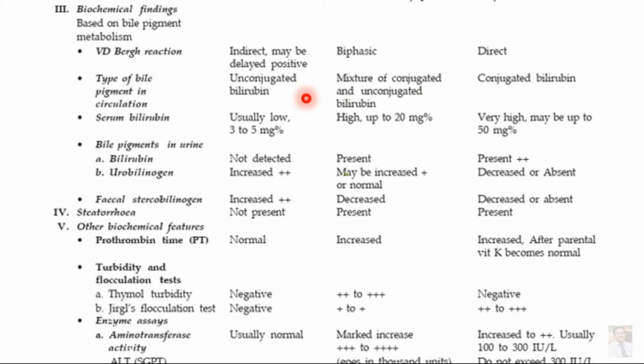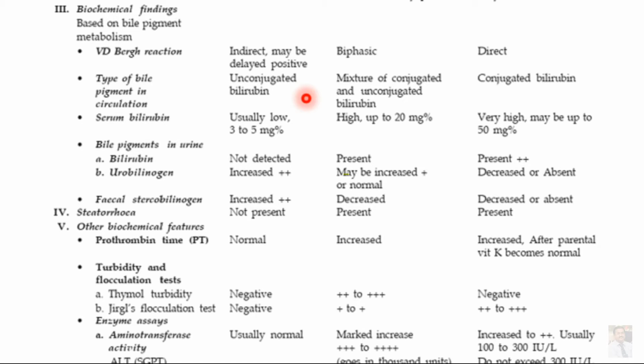If you compare the bilirubin in the three different types of jaundice, usually there is a low bilirubin concentration, 3 to 5 milligrams per deciliter, then maybe high, up to 20 milligram percentage, that is per deciliter, and very high concentration, more than 25, up to 50. This is the major difference. Based on the serum bilirubin, we can identify what the type of jaundice is. So here this is evident.